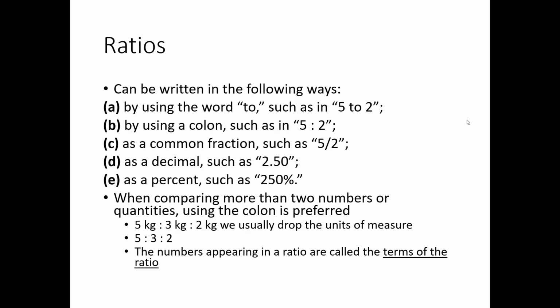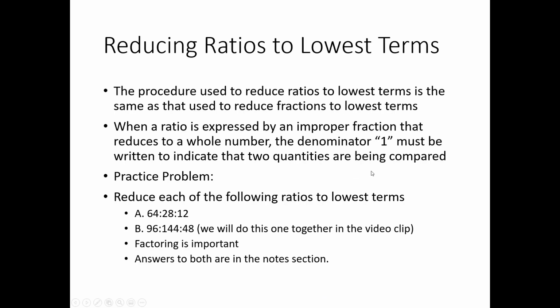Now, when we do those comparisons, often just as a measure of convention and ease, if there are units, we drop the units. As you can see in the example on the PowerPoint slide, where we normally have 5 kilograms to 3 kilograms to 2 kilograms, just so that we're not cluttering things and making a horrible mess when we do our calculations, we just write 5:3:2. The numbers in those ratios are called the terms of the ratio. And there's our terminology.